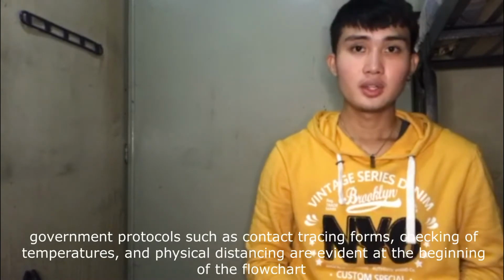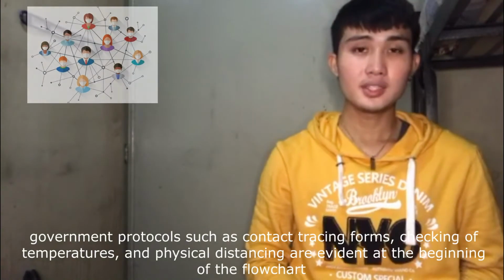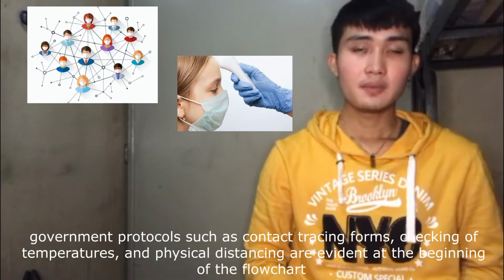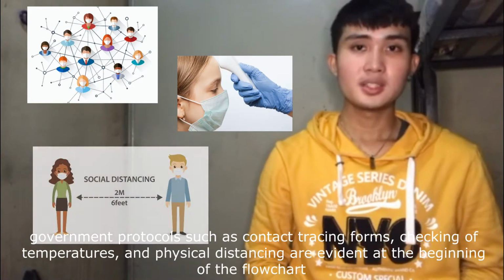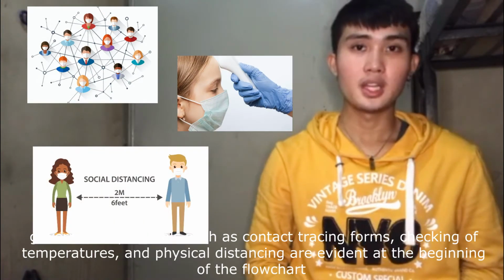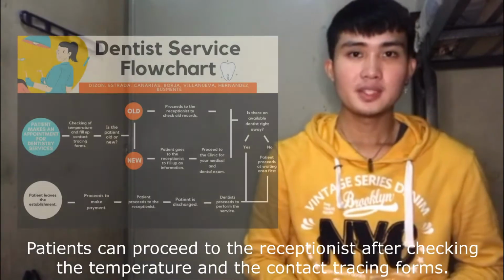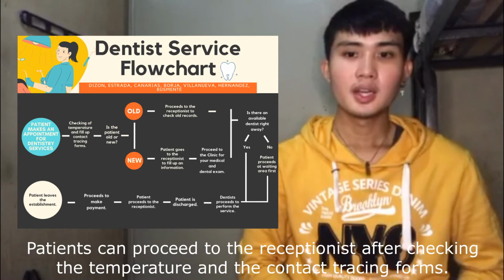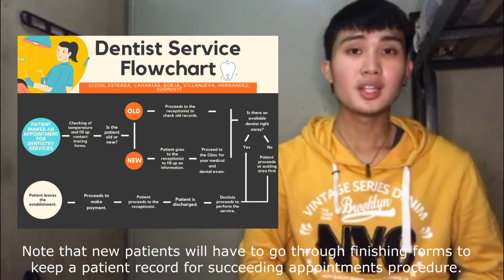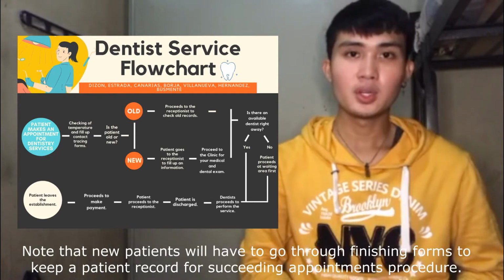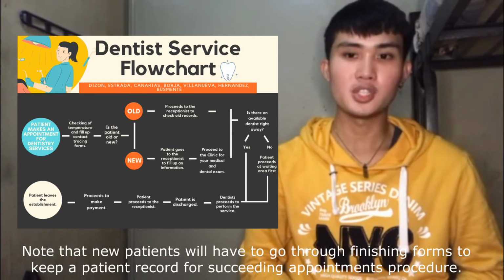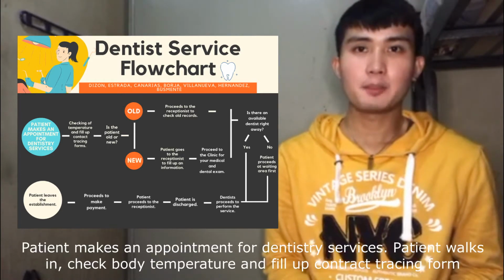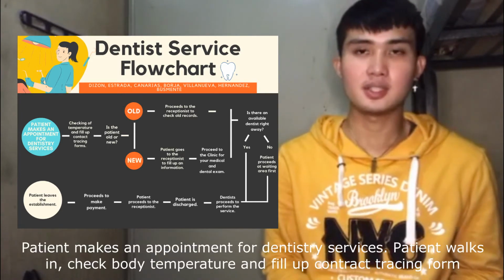With that said, the government protocols such as contact tracing form, checking of the temperature, and social distancing are evident at the beginning of the flowchart. Patients can proceed to the receptionist after checking the body temperature and contact tracing forms. Note that new patients will have to go through finishing forms to keep their new information for the upcoming appointment procedure.